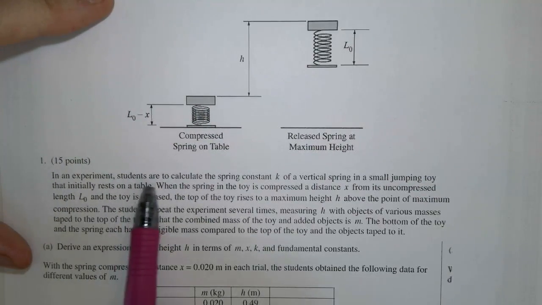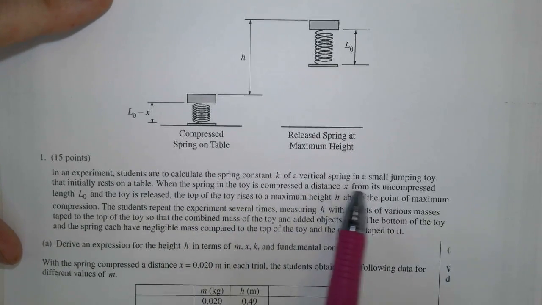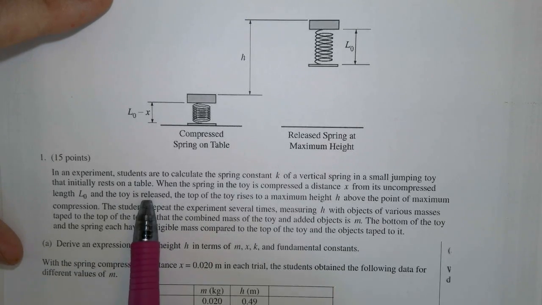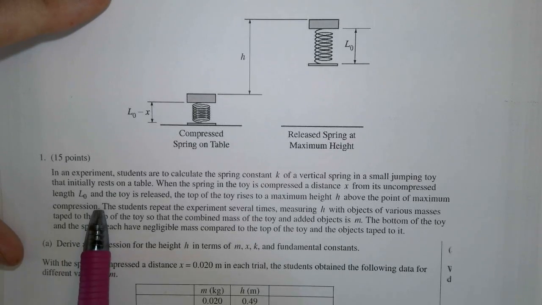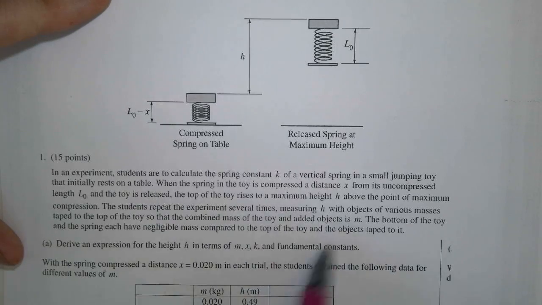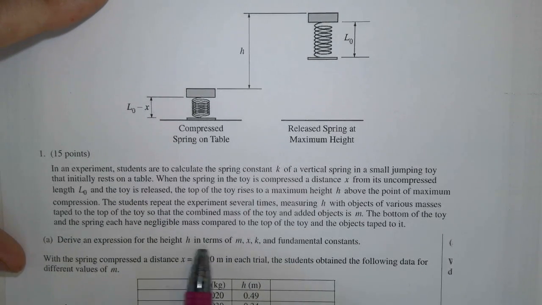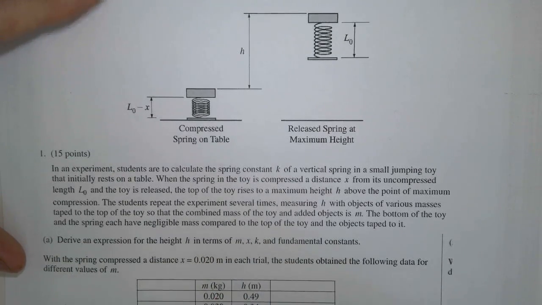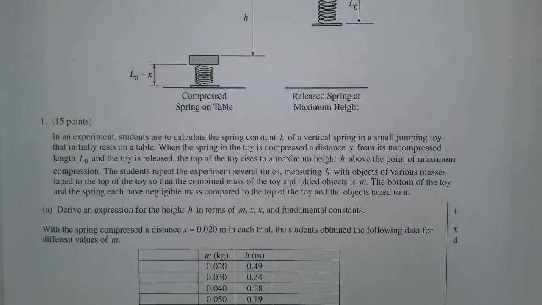So in the experiment, students are to calculate the spring constant k of a vertical spring in a small jumping toy that initially is at rest on the table when the spring in the toy is compressed a distance x from its uncompressed length of L naught, and the toy is released. The toy reaches a maximum height of h. You can keep reading, but it's essentially wanting you to derive an expression for the height in terms of mass, probably m, x, and k. You need to be very careful that you only use those variables. If you use variables that are not those, you will get 0 points, maybe 1 point if you're lucky.